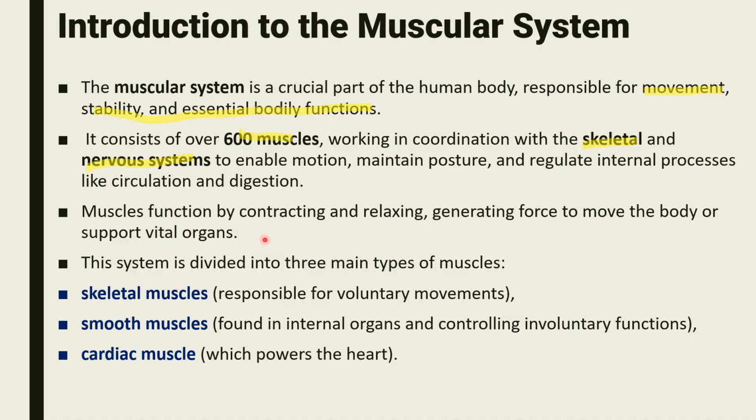Muscle functions by contracting and relaxing, generating force to move the body or support vital organs. This system is divided into three main types of muscles: skeletal muscles, responsible for voluntary movement; smooth muscle, found in internal organs and controlling involuntary functions; while cardiac muscle powers the heart.